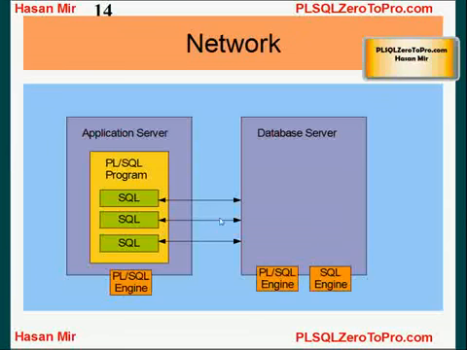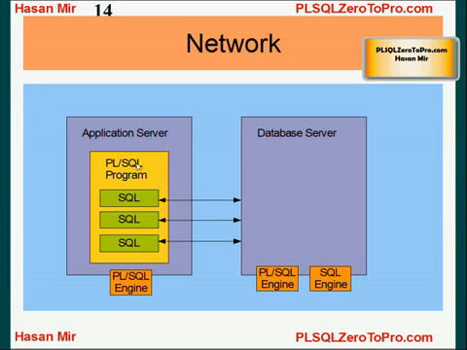Let me give you an example. This is the PL SQL program you're writing at the application server. It has, let's say, 3 SQL statements. Each of these SQL statements has to be sent to the database because the SQL engine is only residing on the database side. So the instruction will go to the database, and the database will send the result back to the application server. So like 6 times the traffic would flow.